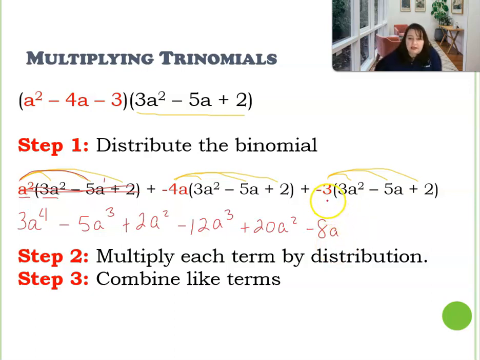So now I'm going to do the next one, the last one. I'm going to cross that one off. That's all done. The very last one I do, I end up with a negative 9a squared. I have a negative 3 times negative 5a, positive 15a, and a negative 3 times a positive 2 is a negative 6. And again, I'm going to check my numbers: 2, 1, 0.